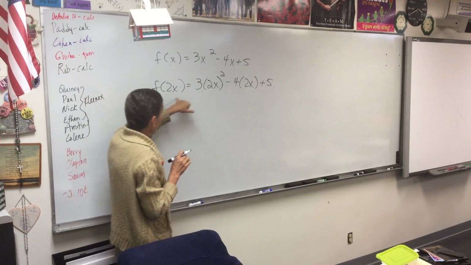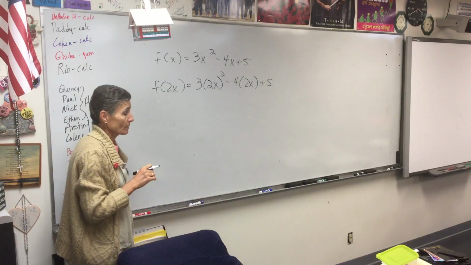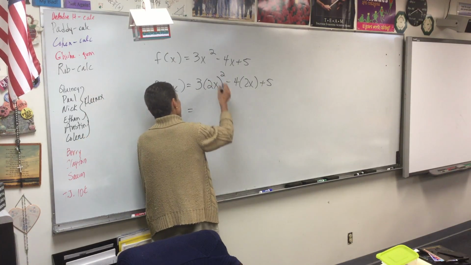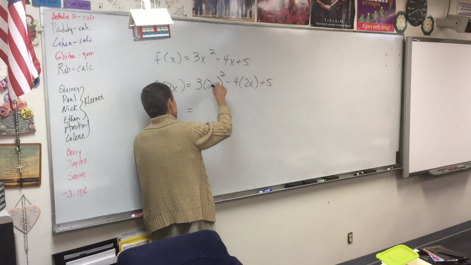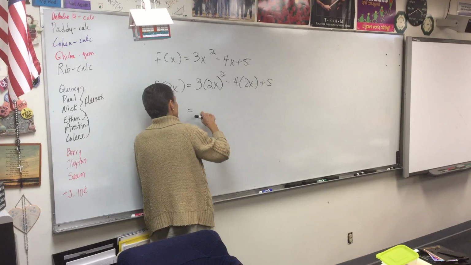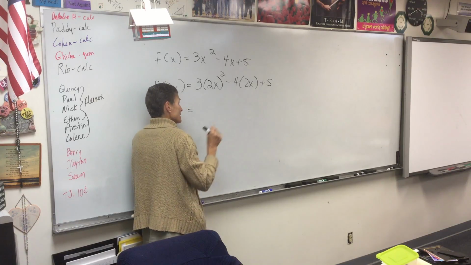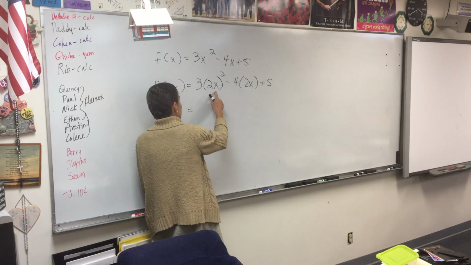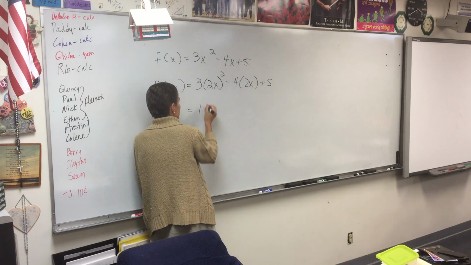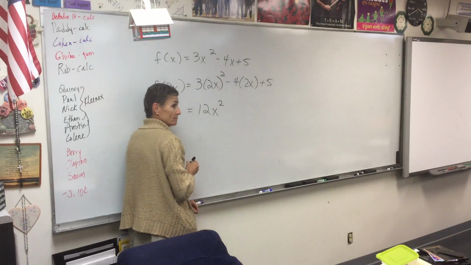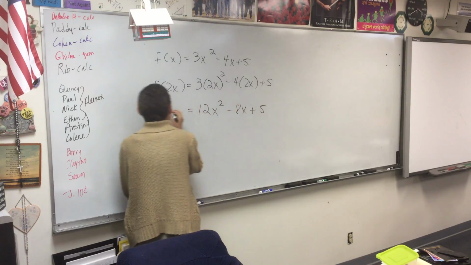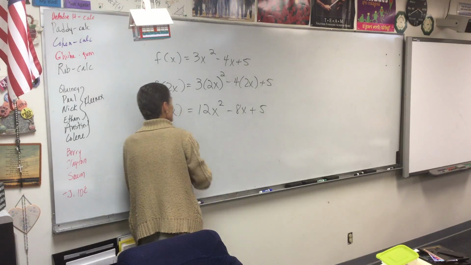So we're going to plug in 2x for all of the x's. Now, when you evaluate this, please don't make me take points off because you messed this up. When you evaluate this, what do you do first? You square it first, PEMDAS, exponents. So we square this first, which gives us 4x squared times 3, so we have 12x squared minus 8x plus 5.